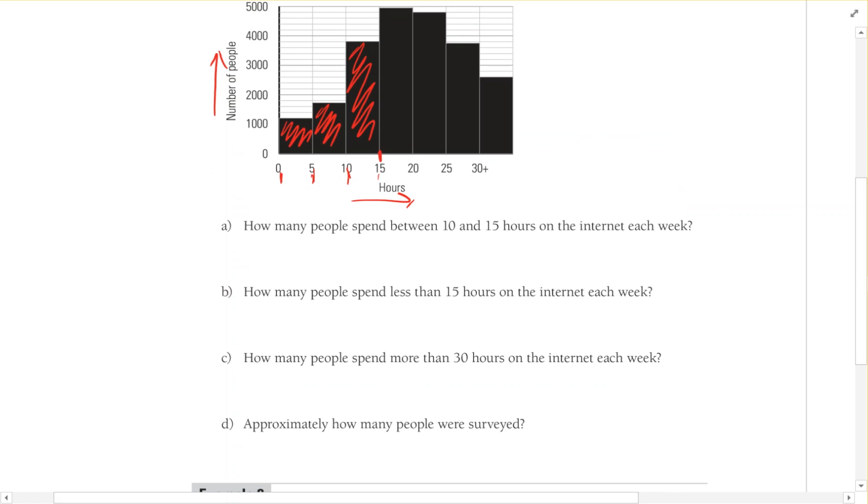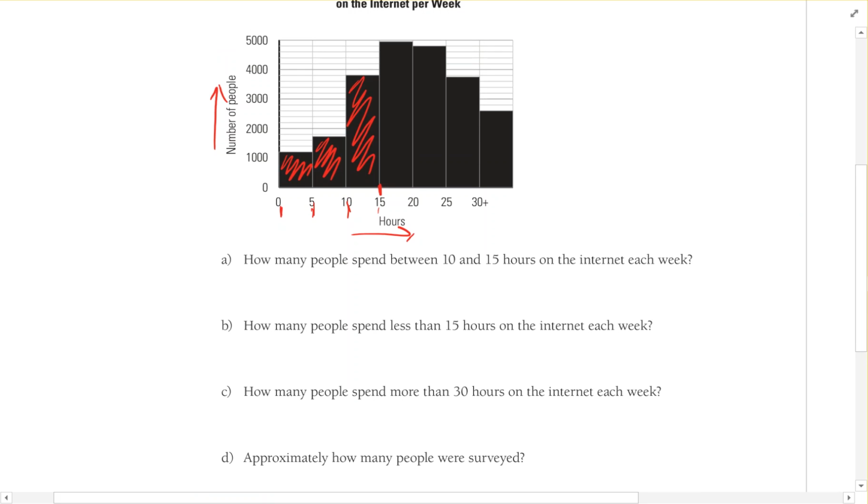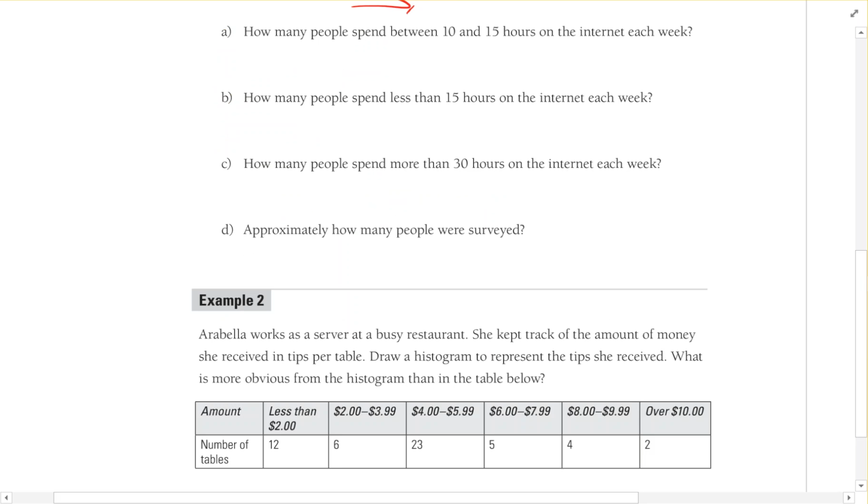Okay, C, how many people spend more than 30 hours on the internet each week? So more than 30. So answer that now. And then D, approximately how many people were surveyed? Okay. Moving on.